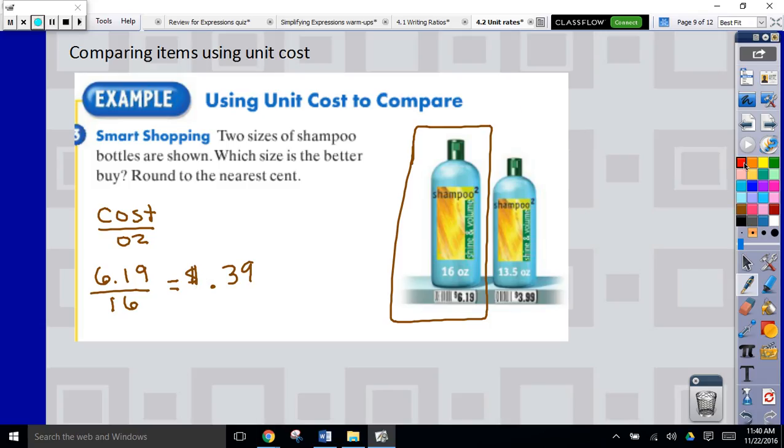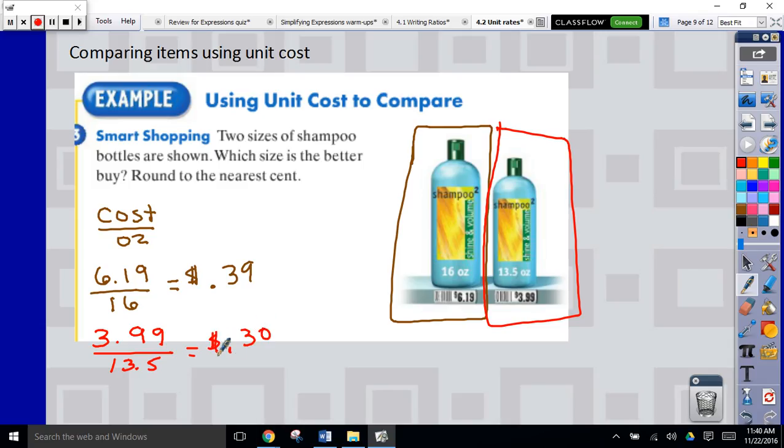Okay, now let's look at this bottle of shampoo. This bottle costs $3.99, and you get 13.5 ounces. When we do $3.99 divided by, oh, I'm sorry, it's 13. That's 13.5, I can see that up there. Okay, we get 0.30 or 30 cents an ounce.